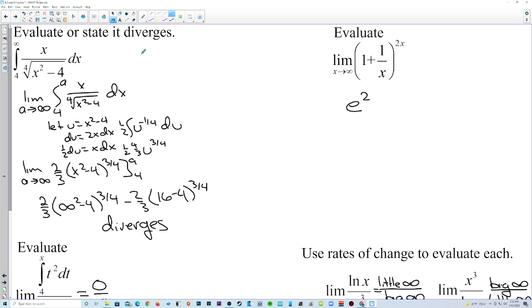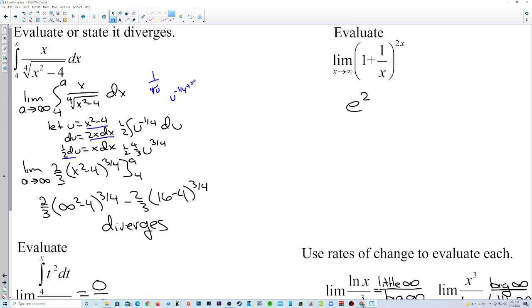Evaluate or state it diverges. So we have 4 to infinity. So there's the limit as a approaches infinity. And this is a u substitution. So we're going to let u equal x squared minus 4. The derivative is 2x dx. We don't have a 2x dx. We just have an x dx. So divide by 2. There's 1/2. Now, the integral part, 1/2 du replaces the x dx. And then we end up with 1 over the fourth root of u. Well, that's u to the negative 1/4.